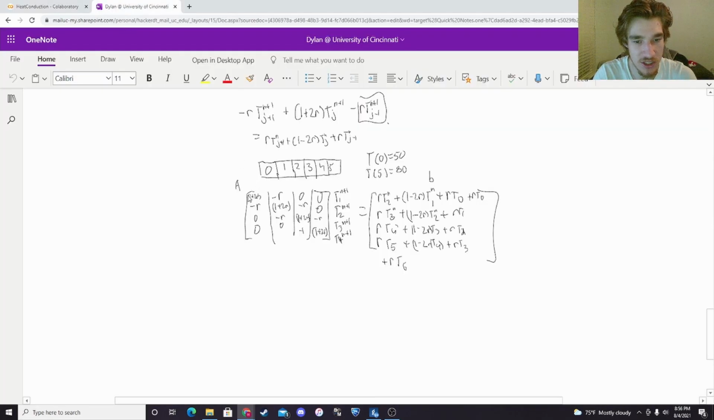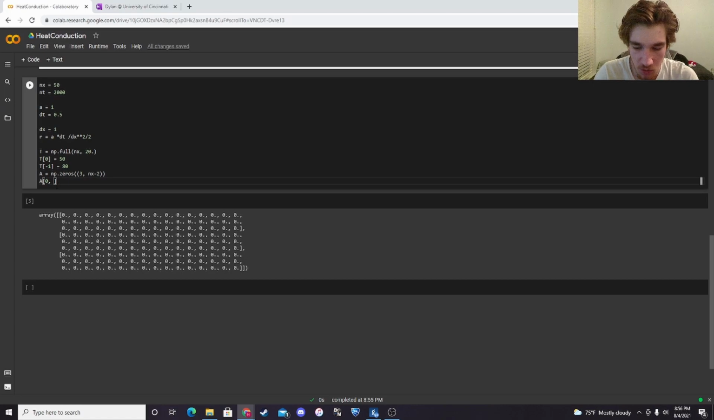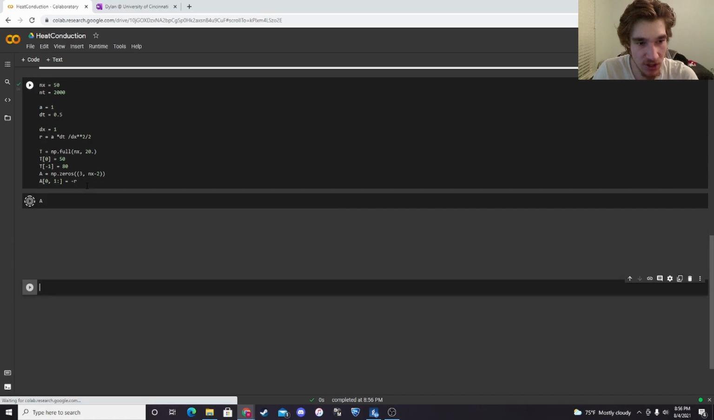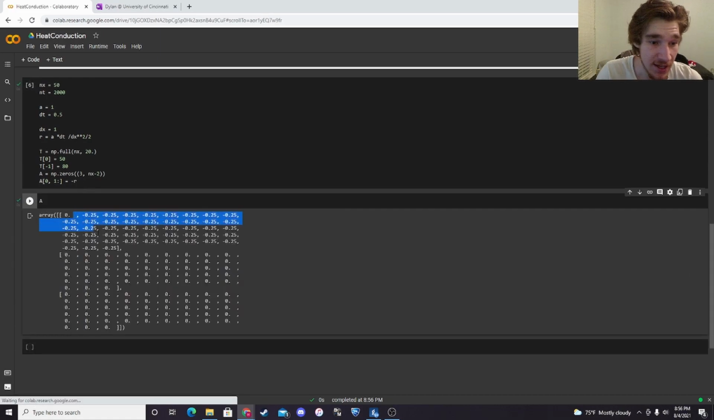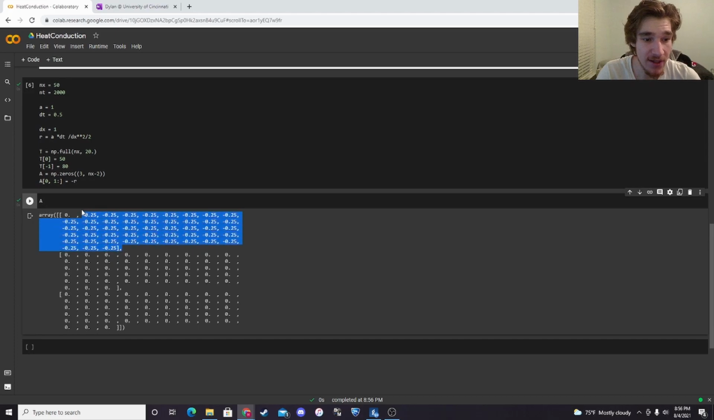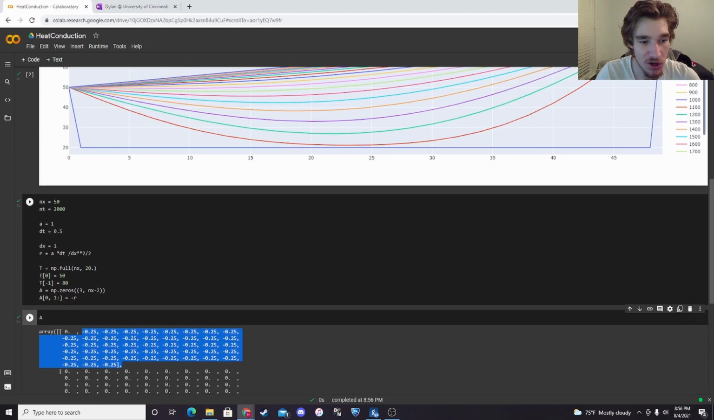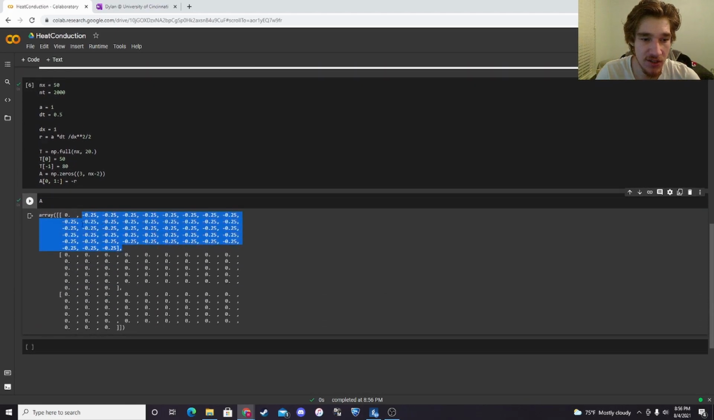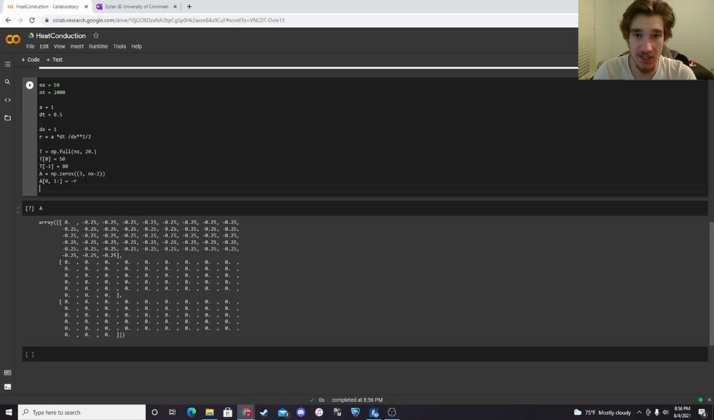Or right there, right? There's 0 right there. So we want to set everything past 1 to equal negative r. So let's go ahead and take a look at what a looks like now. As you can see, we have exactly what we need, right? The negative 0.25, which is our current r value, is set for all the values except for this initial one right here.